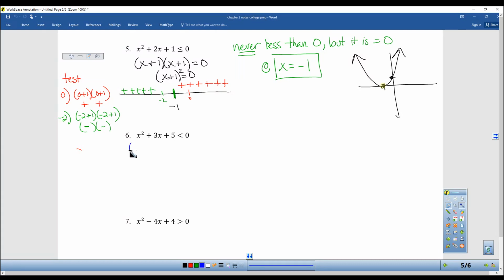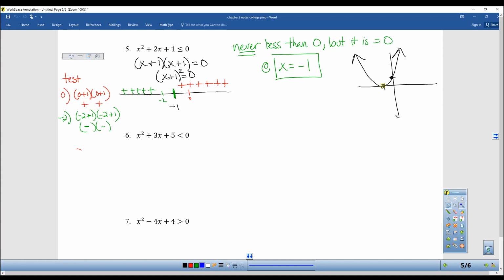Okay, it's already equal to 0. So I try and factor. 5 and 1 are my only choices, which would make 6 if they were both positive or negative, which would make 4 if one was positive and one was negative. So I can't factor. What does that mean I have to do?